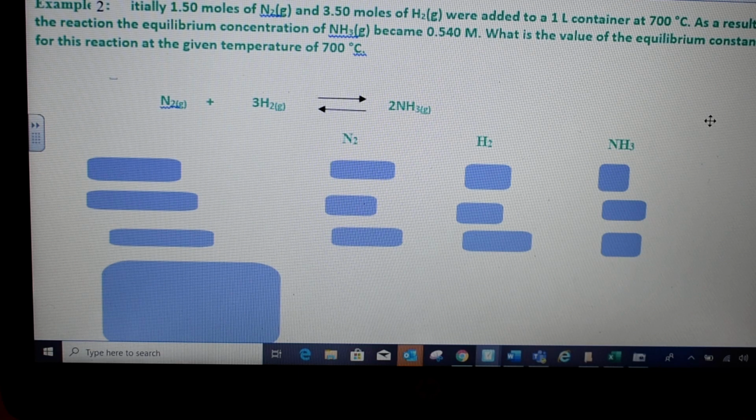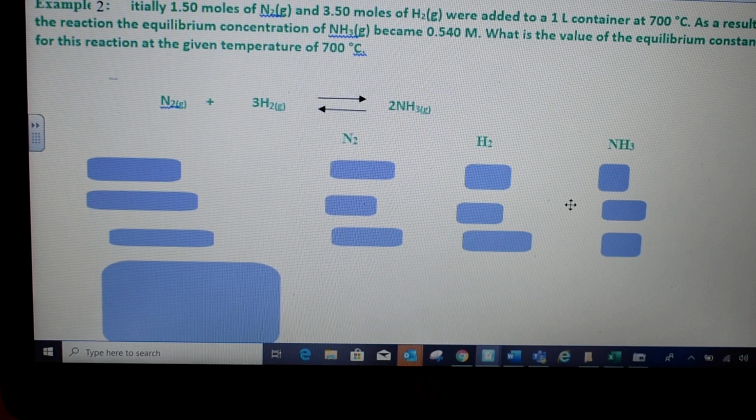Nitrogen gas plus 3 moles of hydrogen gas yields 2 moles of ammonia gas. And remember, ammonia is NH3, as they tell you in the question, not NH4. NH4 is ammonium, and it's an ion. Okay, next thing we want to do is start our ice table.